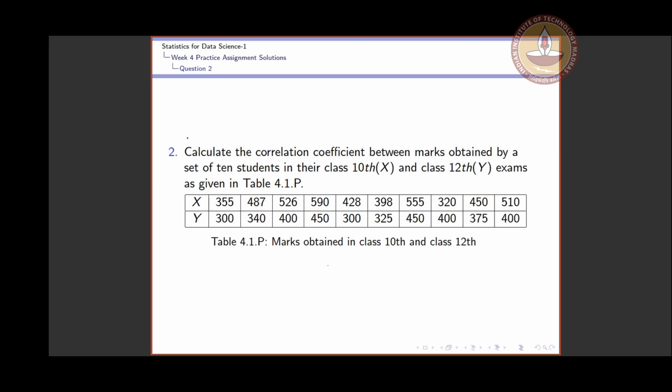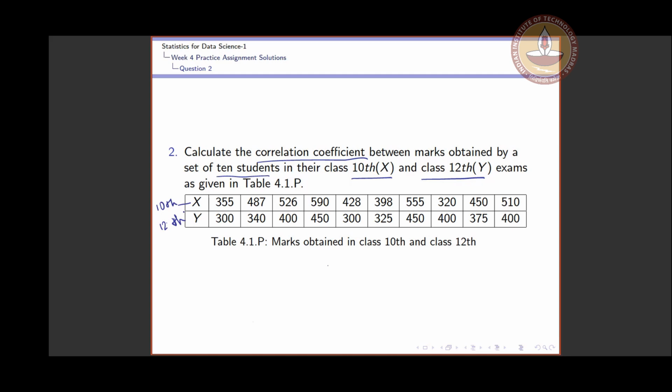The question is, calculate the correlation coefficient between marks obtained by a set of 10 students in their class 10th and class 12th exam. We have presented the marks obtained by 10 students in this table, where X represents the marks obtained by students in class 10th and Y represents the marks obtained by students in class 12th.